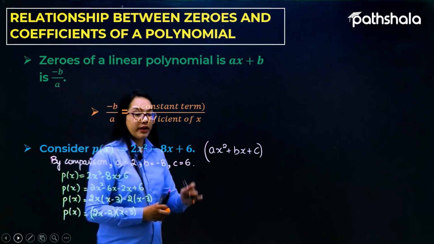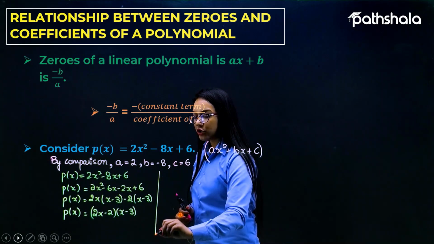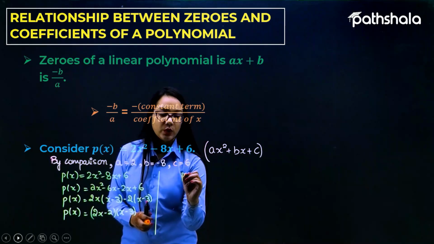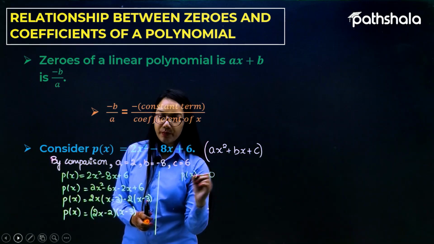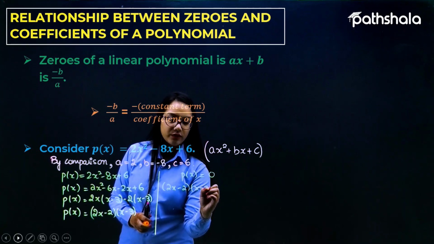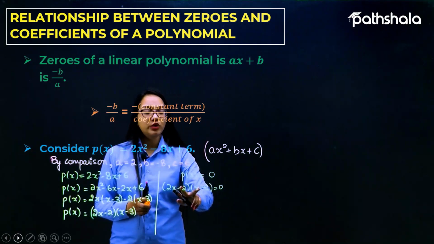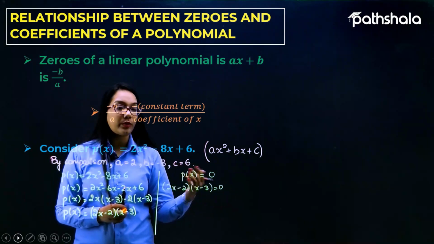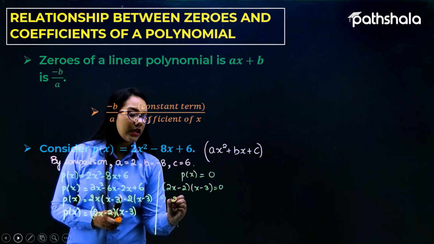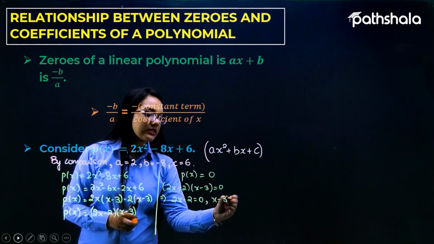Now if we want to find the zeros of this quadratic polynomial, we have to substitute p of x equal to 0. It means 2x minus 2 into x minus 3 is equal to 0. If the product of both of these terms is equal to 0, what can we say? We can say that either 2x minus 2 is equal to 0, or x minus 3 is equal to 0.